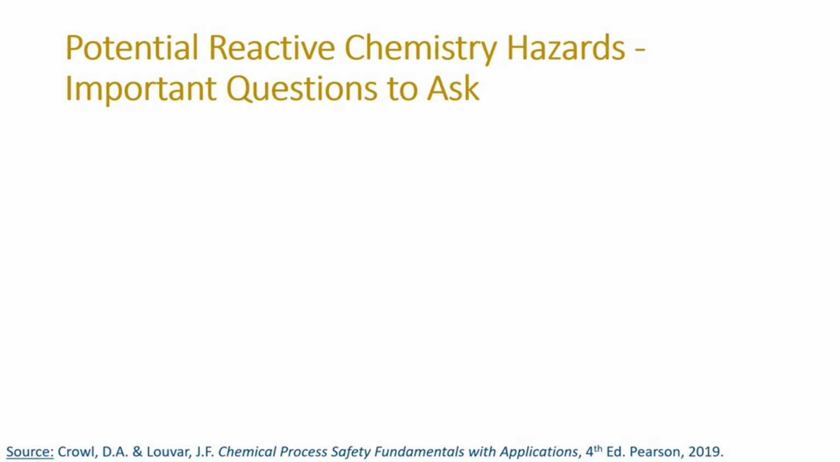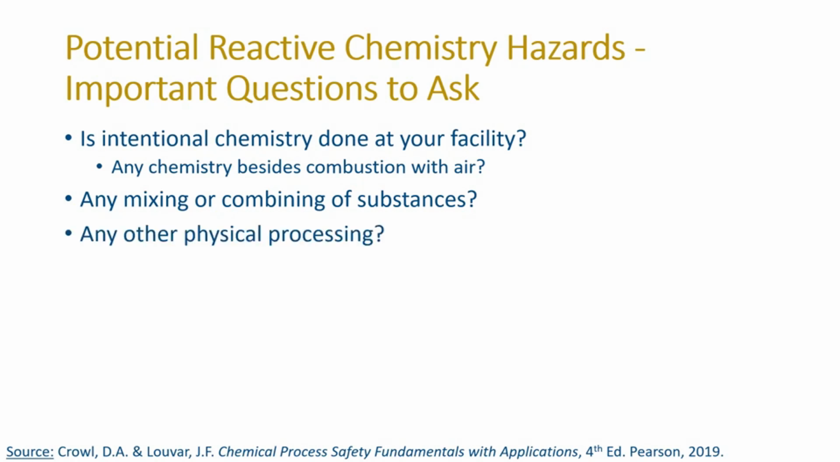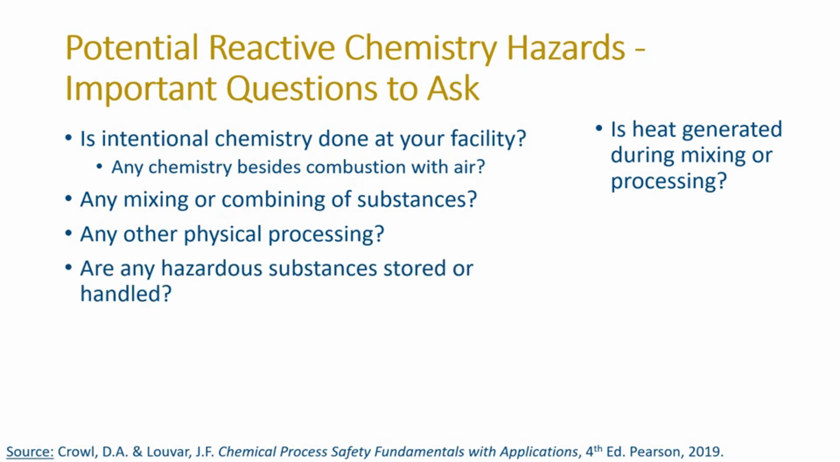The Crowell-Navarre Chemical Process Safety Fundamentals with Applications textbook provides some important questions that we can ask to discern if reactive chemical hazards can be expected in our process. The particular questions are, is intentional chemistry done at the facility? A follow-up question to this, if the answer is yes, is any chemistry done besides combustion with air? Another question is any mixing or combining of substances done at the facility? Are there any other physical processing steps? Is heat generated during mixing or processing?